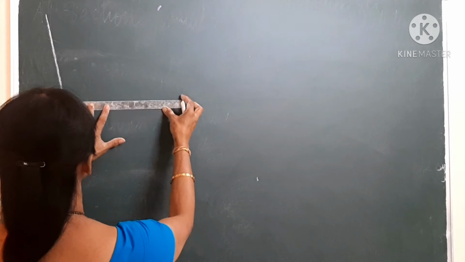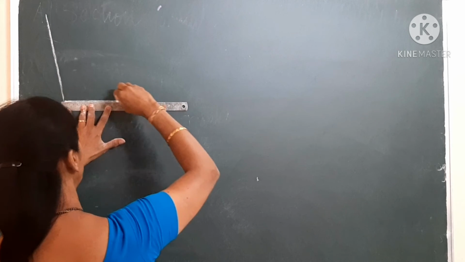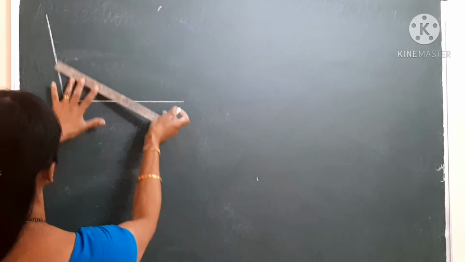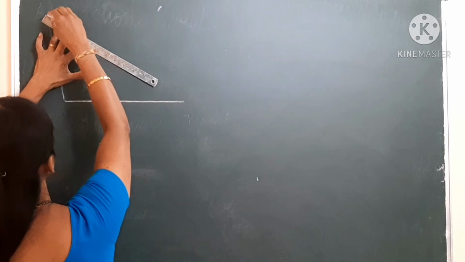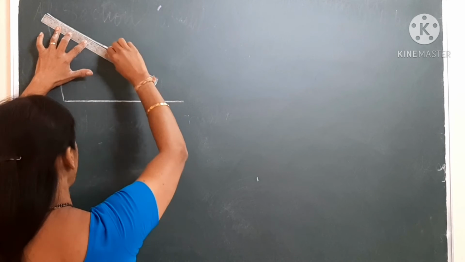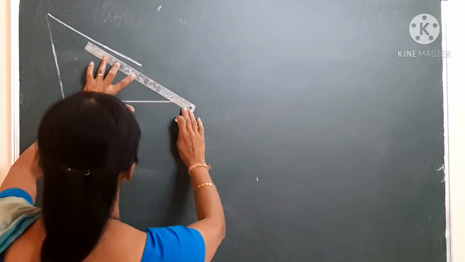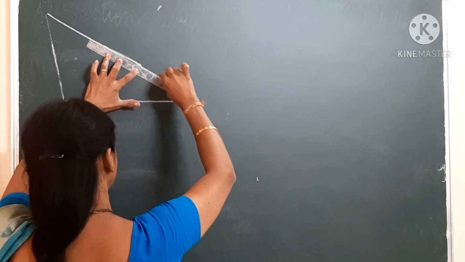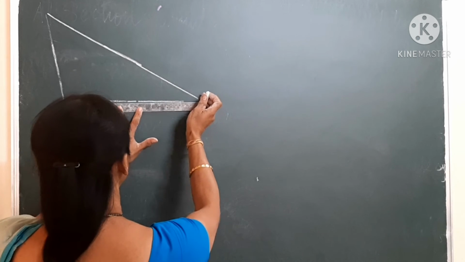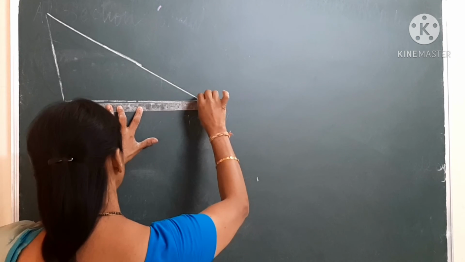First children, before we get the centroid formula, what is a centroid? How do we get a centroid for a triangle? Which point can be called a centroid? Let's see. For that, first we should know what is a median.